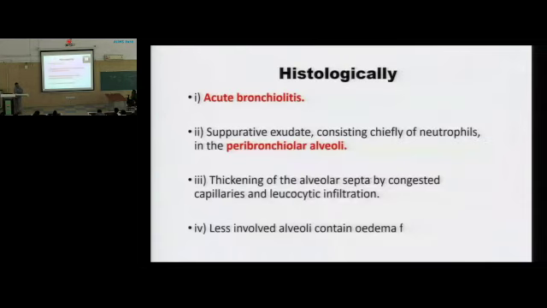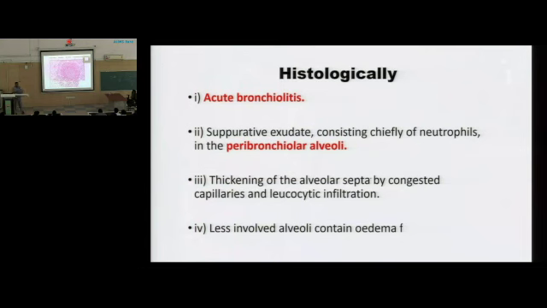So what you will see in histopathology, if you see the image from the bronchopneumonia or lobular pneumonia. In lobular pneumonia, terminal bronchial onward structures are affected, right? So there can be acute bronchiolitis, and there will be suppurative exudate consisting chiefly of neutrophils in the peribronchial alveoli, and there will be thickening of these alveolar septae and congested capillaries and leukocytic infiltration in between these, and the less involved alveoli contain the edematous fluid.